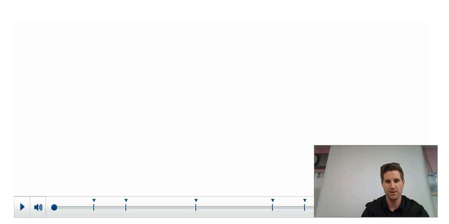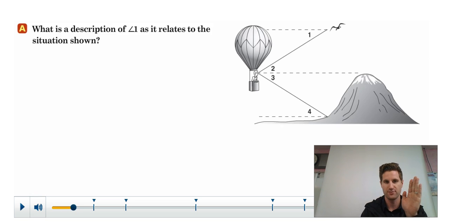So first thing we are doing, there's no vocab on this one. I know, right? Finally. It's been forever. We're using our basic trig ratios to help us solve some interesting questions.